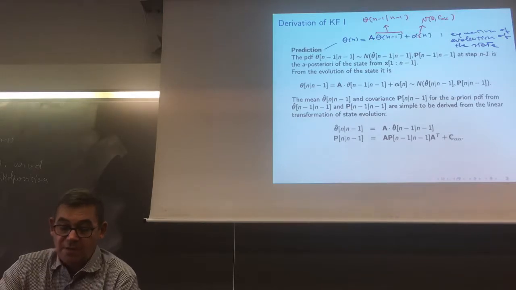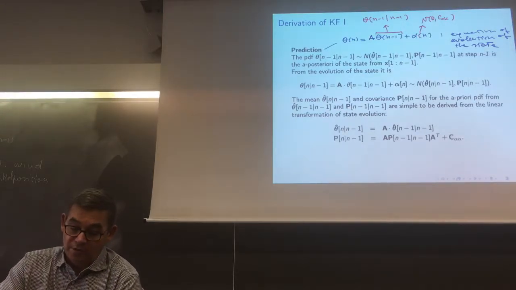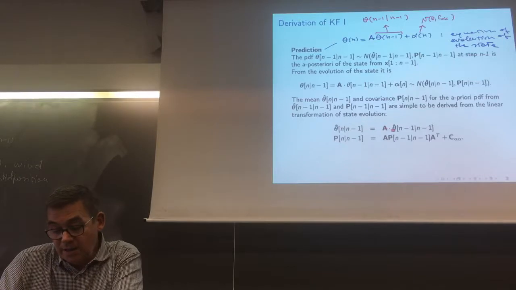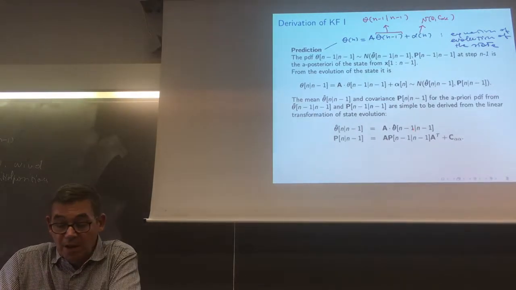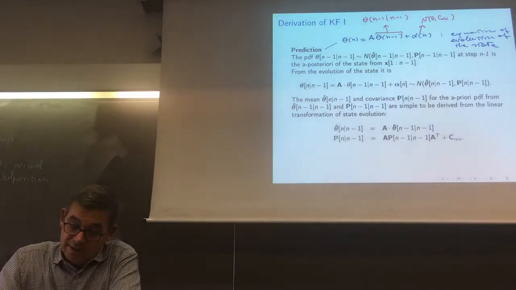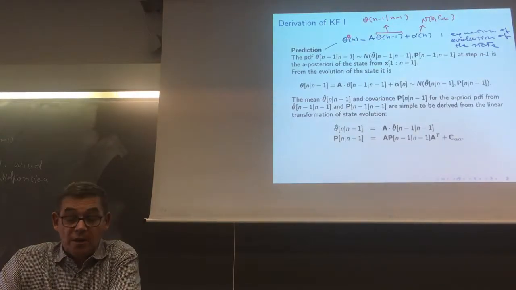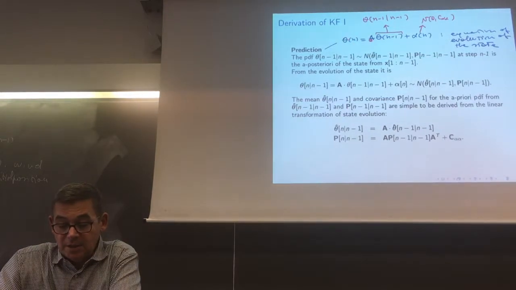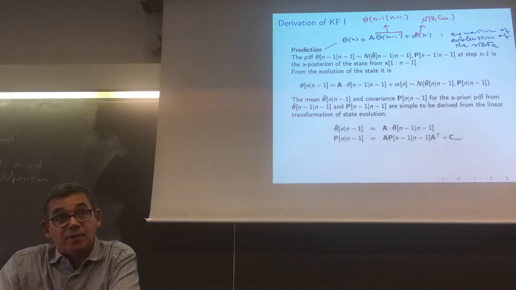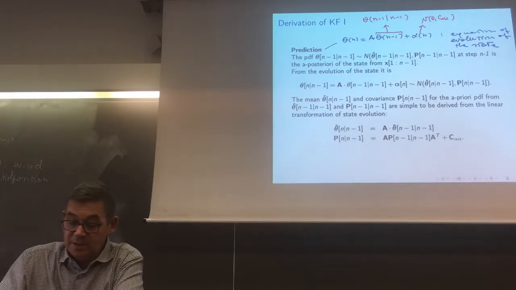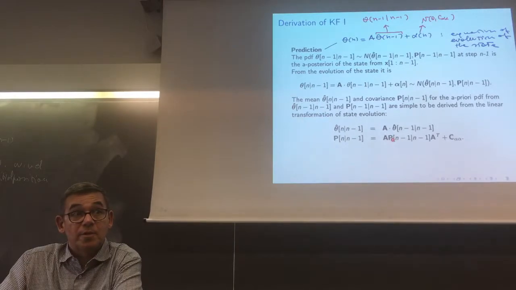Okay, so what is the mean value? So the mean value here is A times the mean value of theta n minus 1, which is 0. What is the covariance of theta? The covariance of theta is the covariance of this guy pre-multiplied, post-multiplied by A and A transpose, plus the covariance of alpha. And that's what is written here.